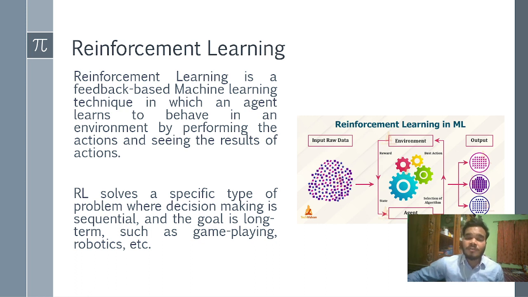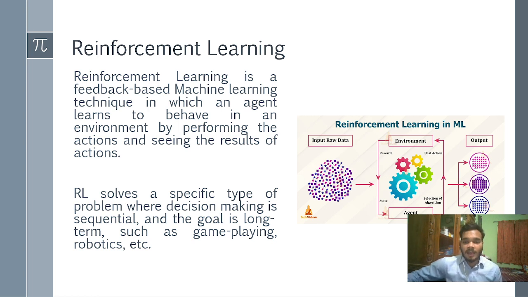Reinforcement learning is a feedback-based machine learning in which an agent learns to behave in an environment by performing actions and seeing the results of those actions. If it gets a positive response, it saves the response and next time it uses that reference. If it gets a negative response, it also stores that, and before making any step it matches with the existing feedback, and then it takes the steps.